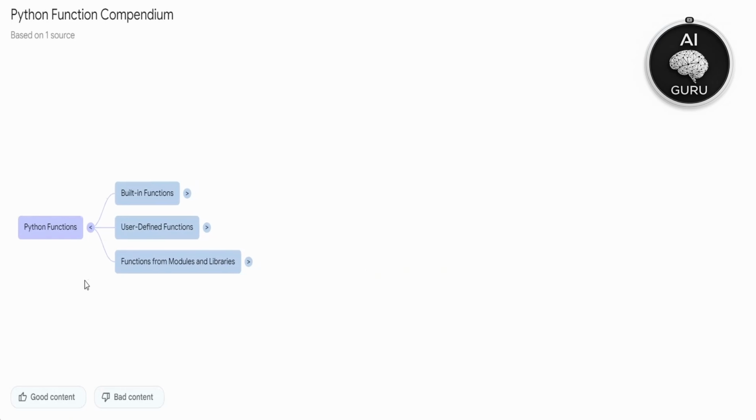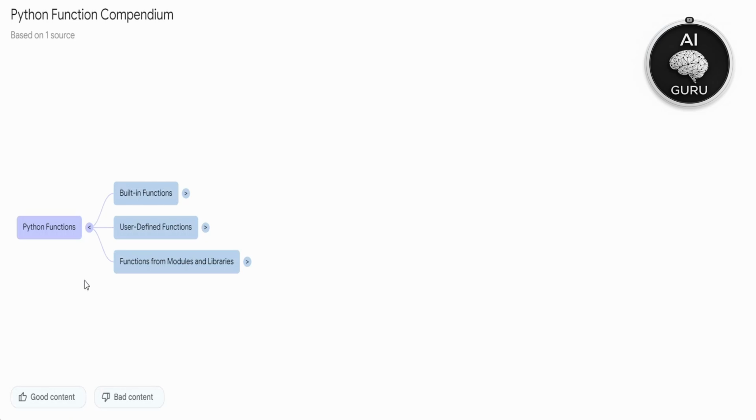Exactly. So our mission for this deep dive is really to map out the landscape of Python functions. We're thinking about them in like three main groups. Okay. You've got the built-in ones that are always there, the ones you actually write yourself, and then this whole universe of functions you get from libraries and modules. That's a really useful way to categorize them, I think. Yeah, we're drawing on a pretty comprehensive overview of how Python sets this all up.